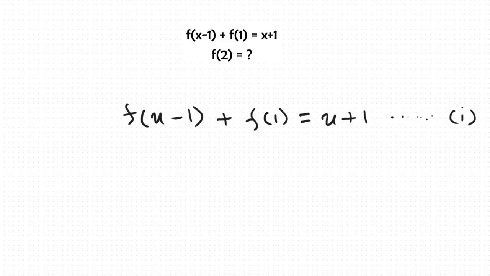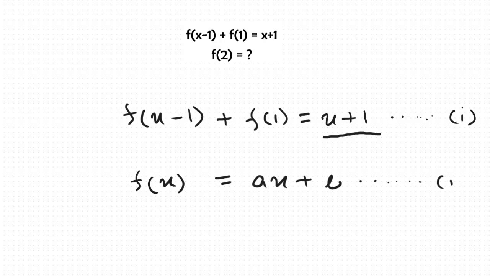Then we can see that on the right side it is a linear function, so we can consider f(x) as ax + b, and we can call this equation number 2.